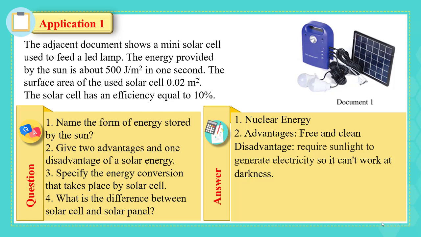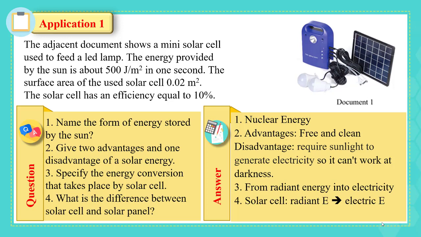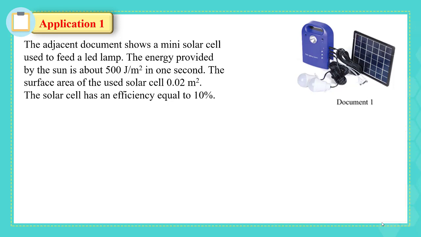In the next question, we have to specify the energy conversion that takes place in the solar cell. The solar cell converts the radiant energy received from the sun to electric energy. What is the difference between solar cell and solar panel? This is question number 4. The solar cell is used to produce electricity, so it converts the radiant energy into electric energy, while the solar panel is used to heat water since it converts the radiant energy into thermal energy.